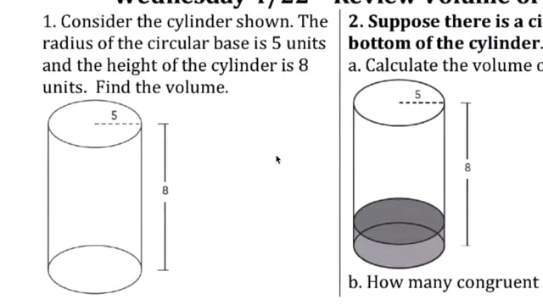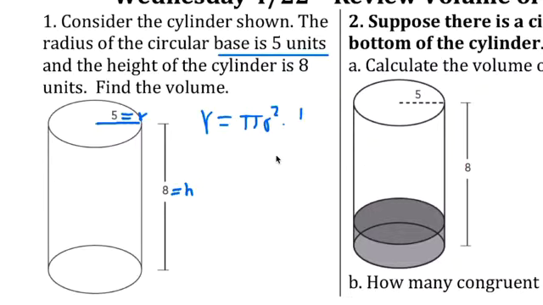Consider a fallen cylinder. The radius of the cylinder base is 5 units. So that's 5. And the height of the cylinder is 8. Find the volume. Okay, volume of a cylinder is pi r squared times h.